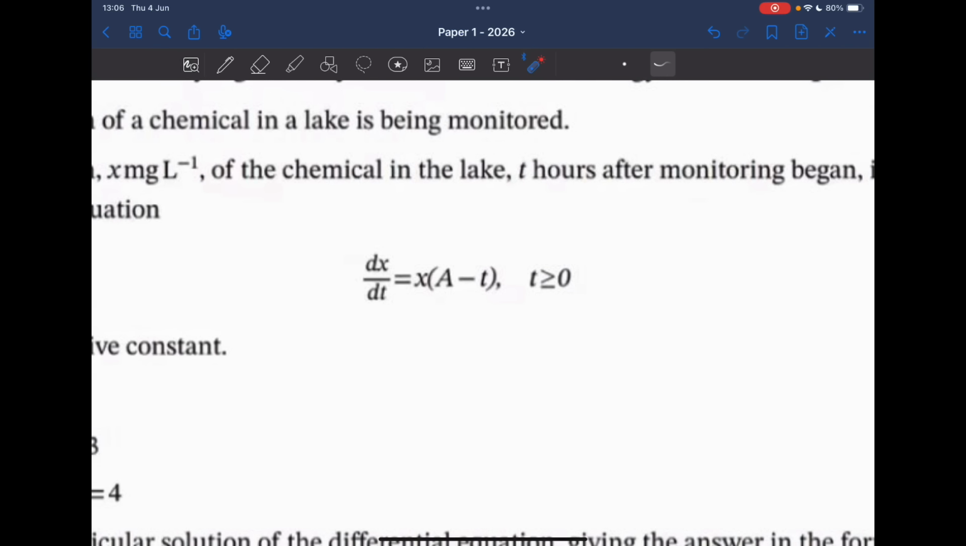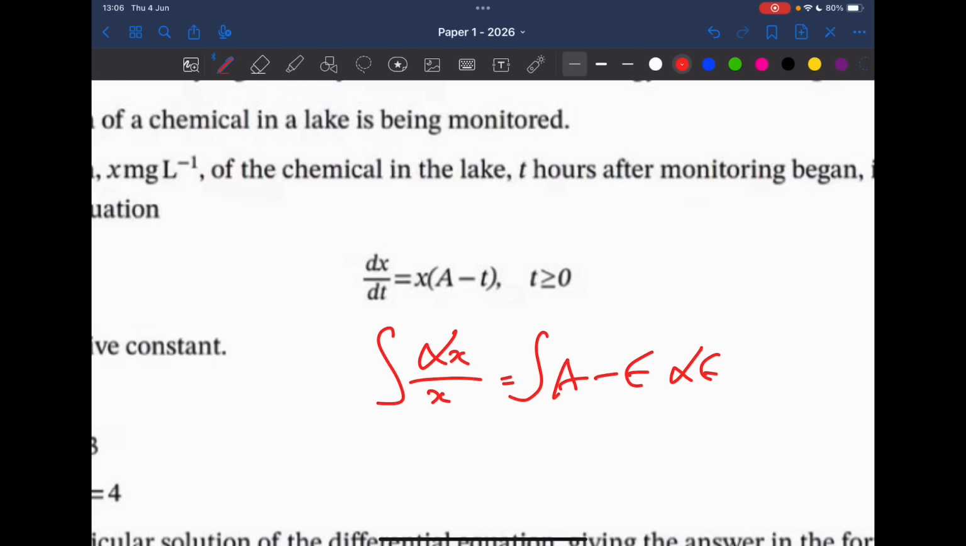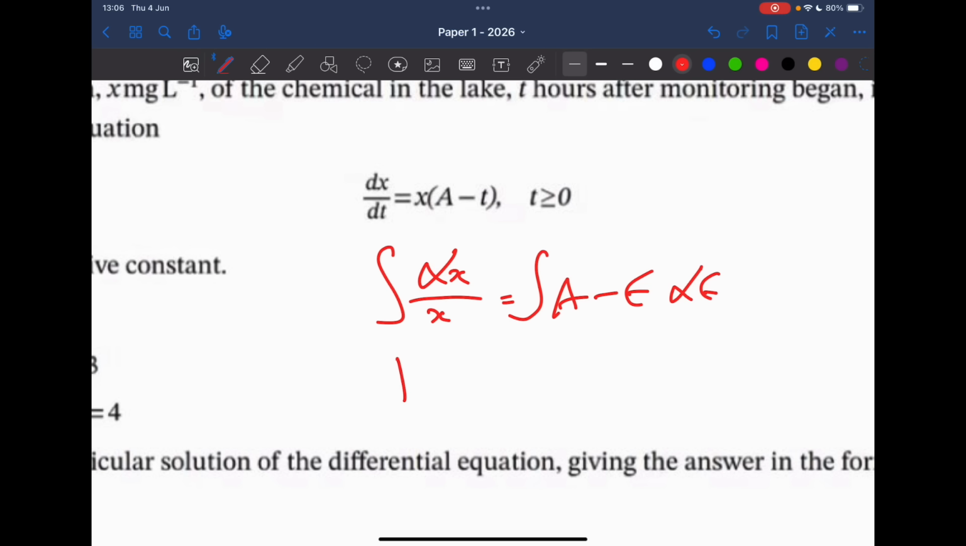So we've got x's and we've got t's. X is going on the left, so dx over x. T is on the right, a minus t dt. Integrate both of those. Left hand side, what is it? It is log x. Right hand side, what is it? At minus t squared on 2 plus c.